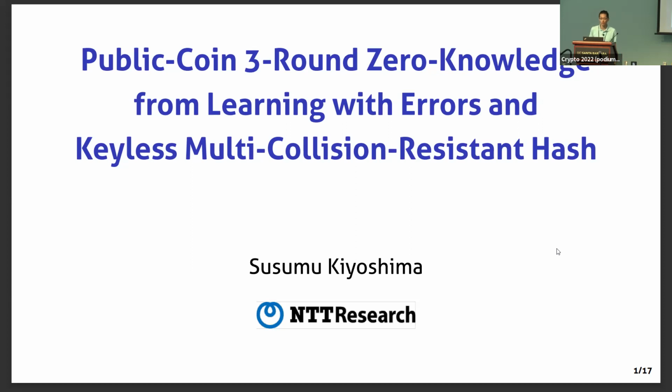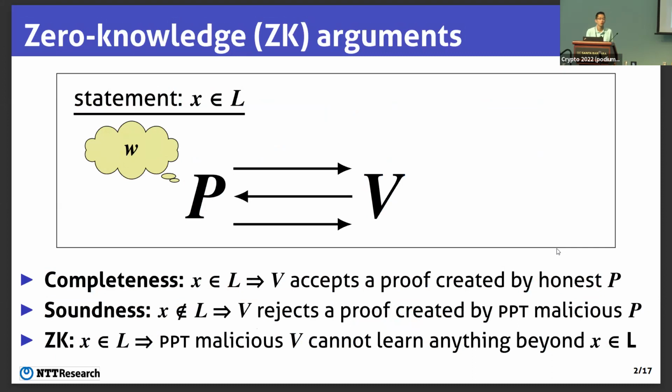Hi everyone. I'm Susumu Kiyoshima from NTT Research. Today I'm going to talk about my recent work on public coin 3-round zero knowledge argument. I guess many people here are already familiar with zero knowledge arguments. I just briefly recall that in a zero knowledge argument, a prover can convince a verifier about the correctness of a statement without revealing anything beyond the fact that the statement is true. It is called an argument rather than a proof, because we only consider soundness against polynomial time cheating provers.